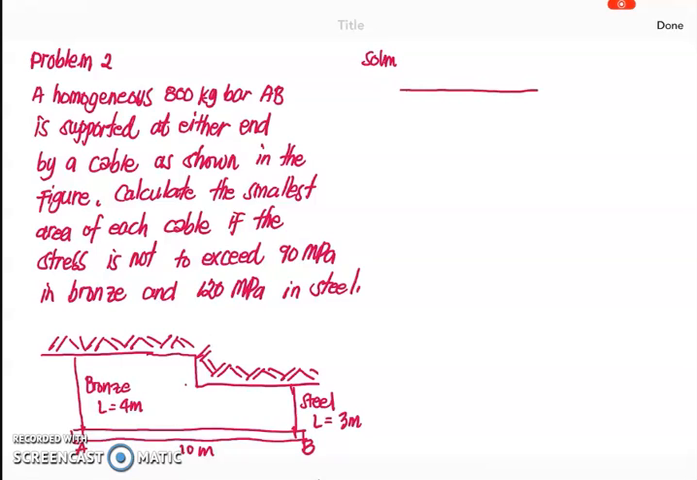If we draw the free body diagram, we have to identify the forces that are acting. We have the force exerted on the bronze cable, which we denote as P sub BR, and the force exerted on the steel, which we denote as P sub ST. And of course, we have the weight of the bar, which is 800 kilograms multiplied by 9.81, so we get the value of 7,848 Newton.